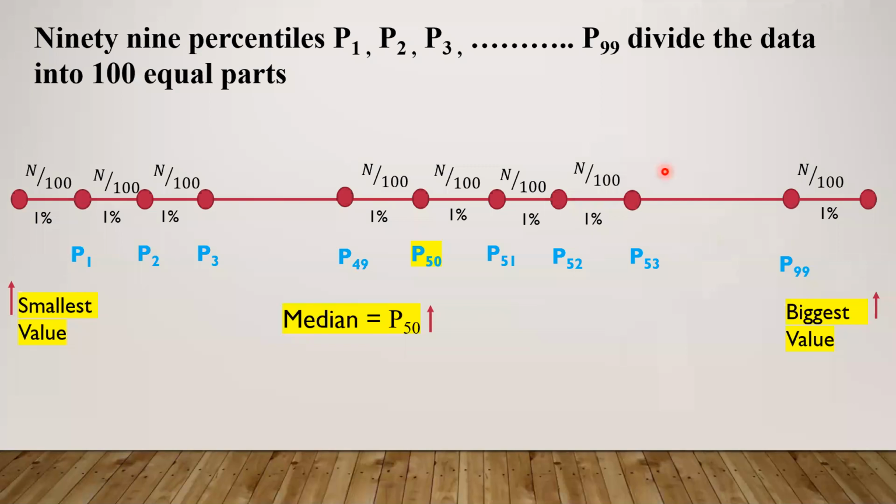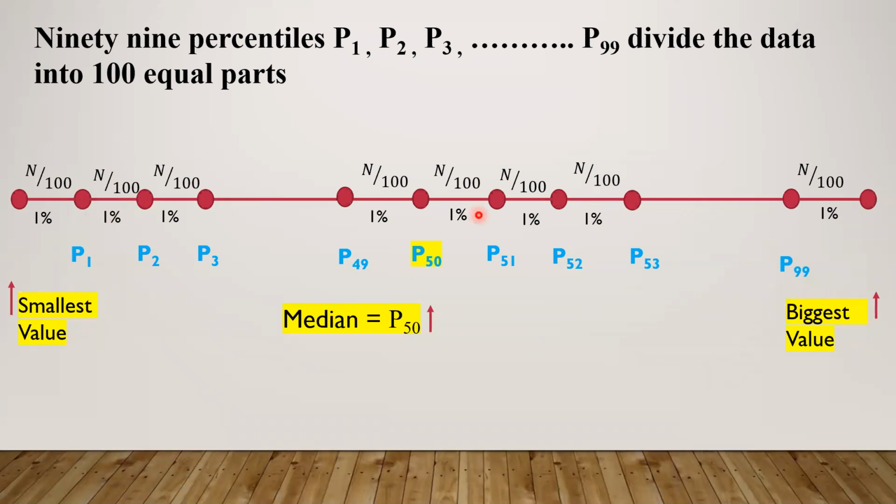Now, because percentiles divide the data into 100 equal parts, so each part will contain n upon 100 values. Okay. So from here, smallest value to P1, there are how many values of my data? N upon 100. If you convert it into percentage, it will give you 1%. So each part contains n upon 100 values or 1%. Okay, similarly from P1 to P2, again there are 1% of the values or n upon 100 values.